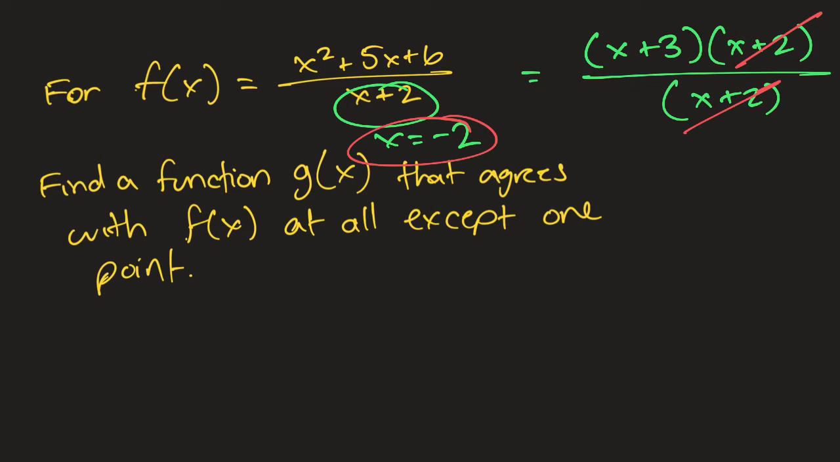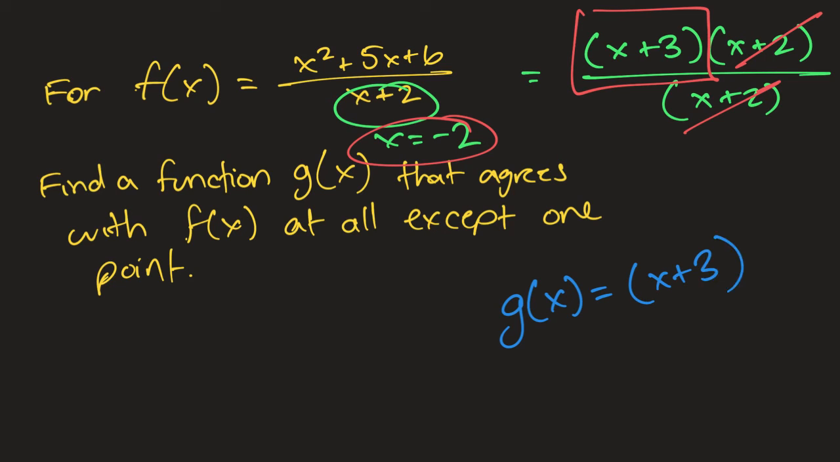Well, that leaves us with this x plus 3. If I say that g of x equals x plus 3, it's going to behave in the exact same way as what f of x does, except it exists at x equals negative 2.